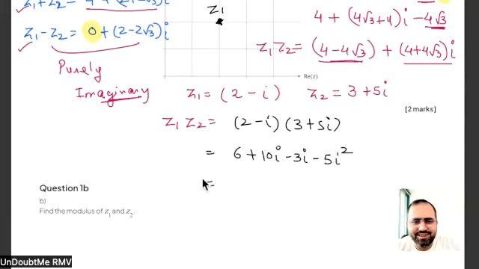I didn't know if we have to change the value of i to something else. Okay, you just have to change the value of i square when it is created, not i. Till now, there is no change in value. But now this i square is created, so it will be replaced by -1. So now I have 6 plus 10 minus 3 will be 7 iota and it will be plus 5. 6 plus 5 is 11. 11 plus 7 iota.